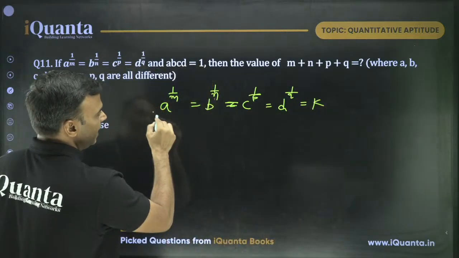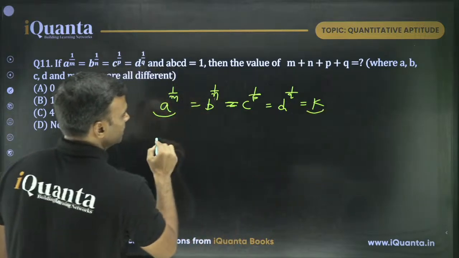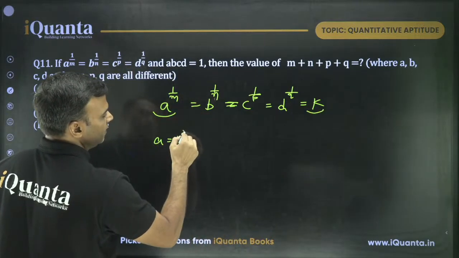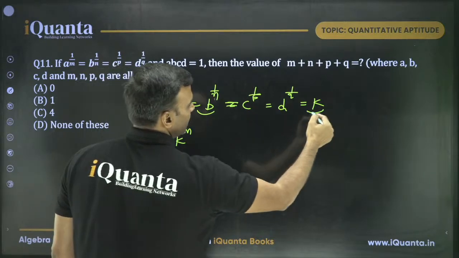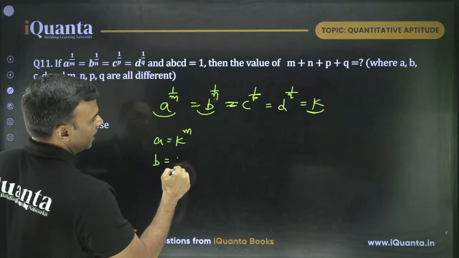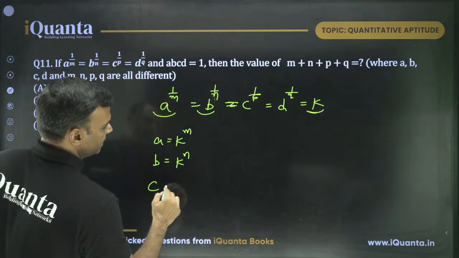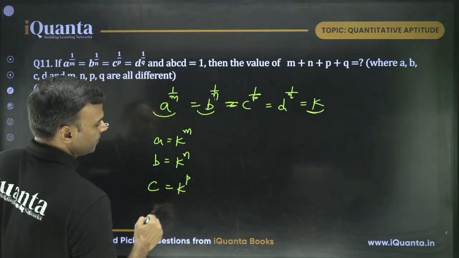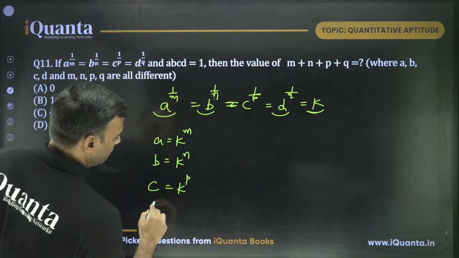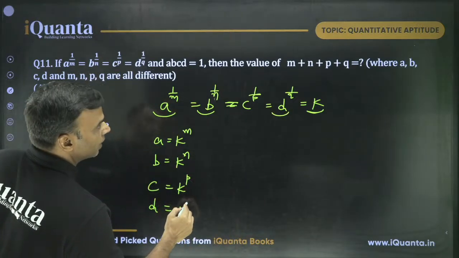So now see, a to the power 1 by m is equal to k, so a is equal to k to the power m. b to the power 1 by n is equal to k, so b is equal to k to the power n. c to the power 1 by p is equal to k, so c is equal to k to the power p. d to the power 1 by q is equal to k, so d is equal to k to the power q.